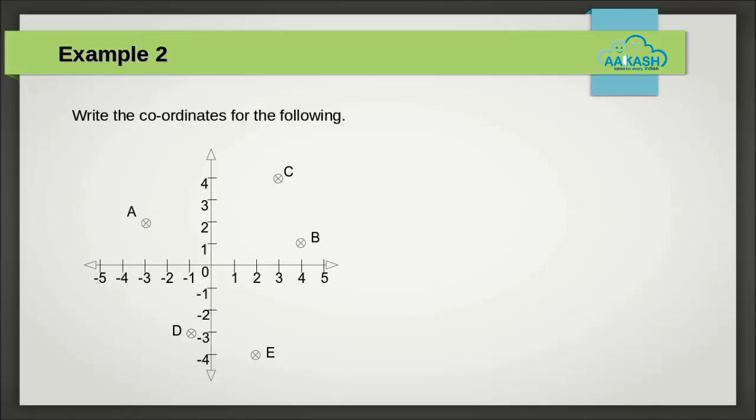For example, if we drop a perpendicular from E to y-axis, it intersects at 2, as you can see in the figure, and the perpendicular from E to x-axis intersects it at -4. Hence, the coordinates of E would be (2, -4). Following the same procedure, we can find the coordinates of all the other points. Here are the solutions for your reference.